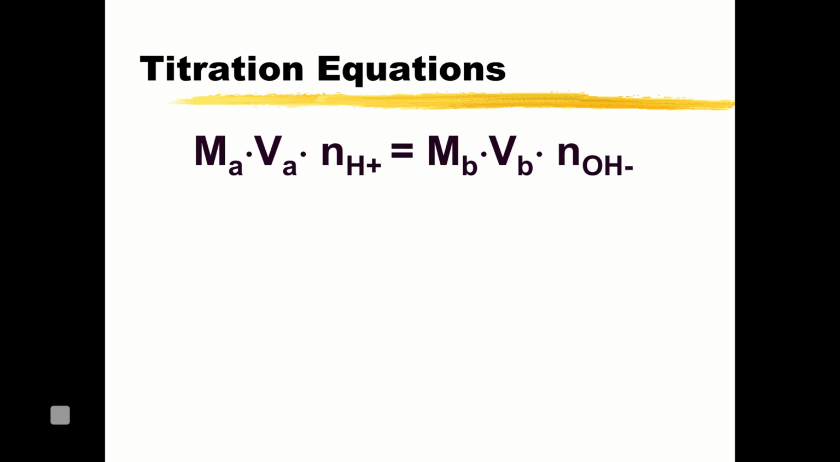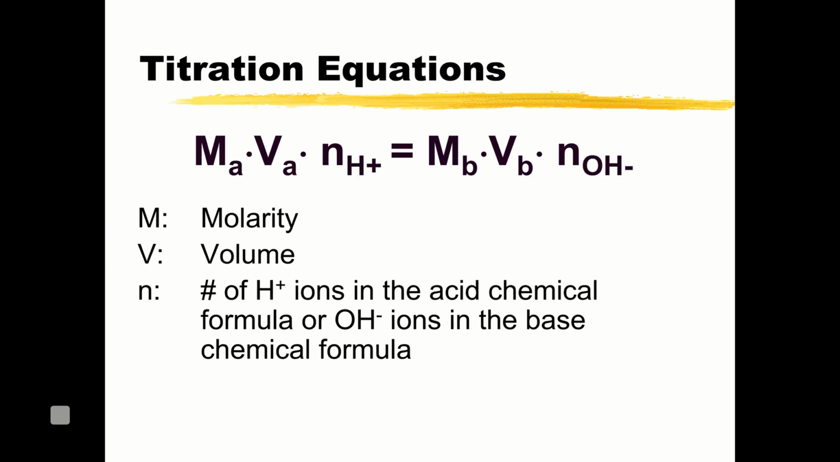So the titration equation. This looks very similar to the dilution equation, except now we do MAVA. So molarity of acid times volume of acid times the particles of hydrogen. In other words, how many hydrogens are in your acid chemical, or how many hydroxides are in your base. So it's MAVA equals MBVB, but then we have to multiply in how many hydrogens are being given and how many OH minuses are being given based on the chemical formula.